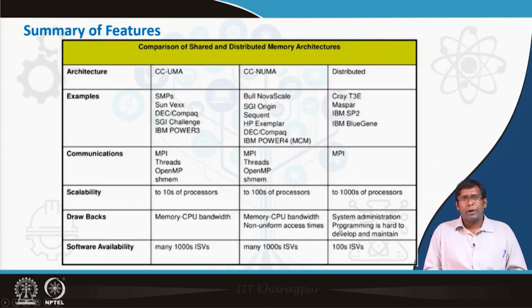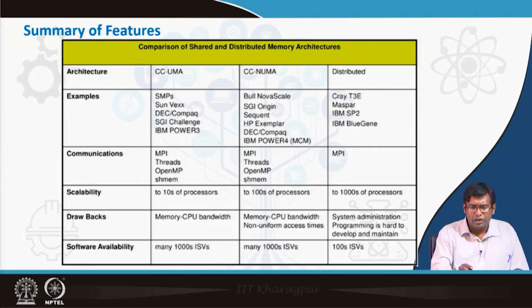So, we summarize some of the important architectures. One is a uniform memory access shared memory system, centralized computers with uniform memory access, and these can be symmetric multiprocessors, some of the IBM machines, the SGI Challenge machine, etc. The APIs which can be called to parallelize these are MPI, threads, and OpenMP. We will discuss MPI and OpenMP later.